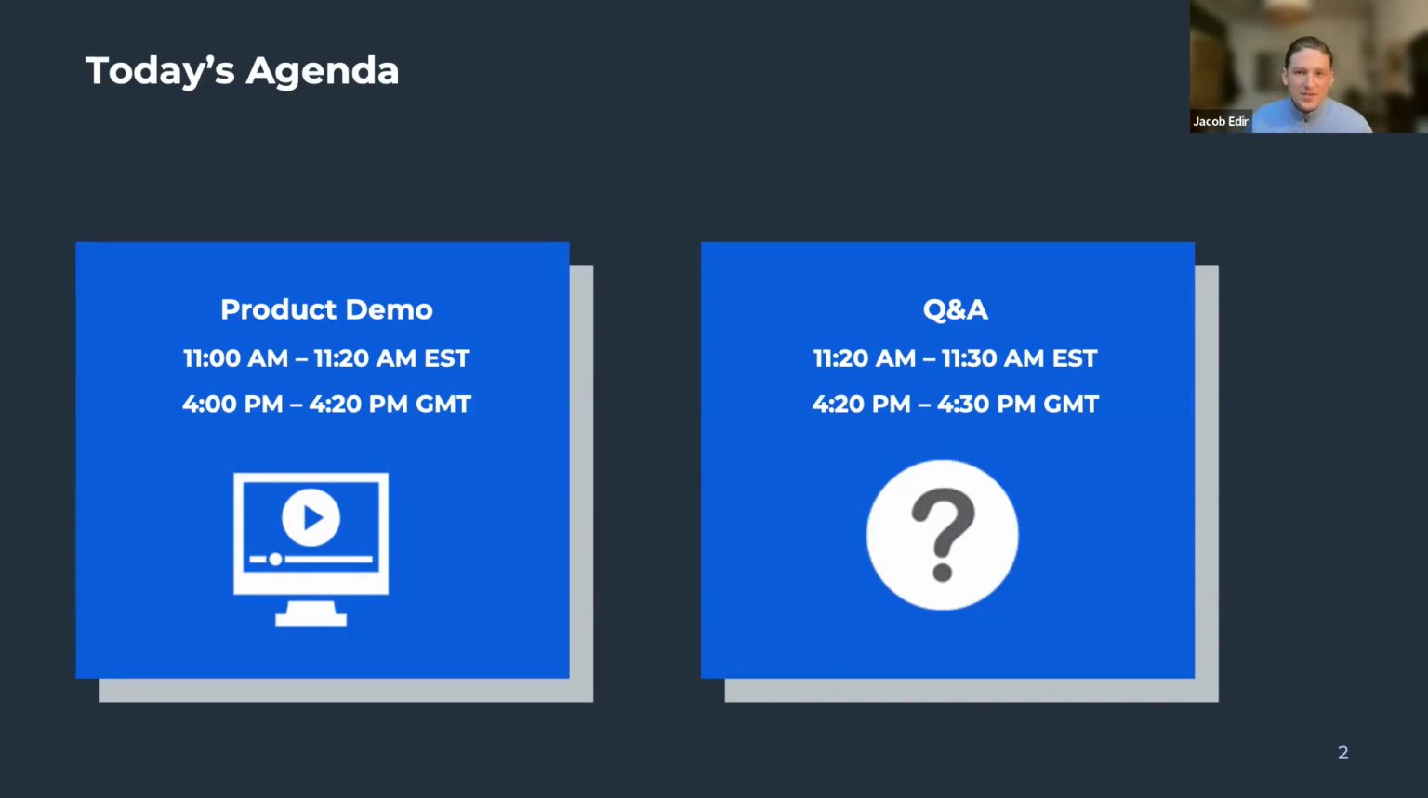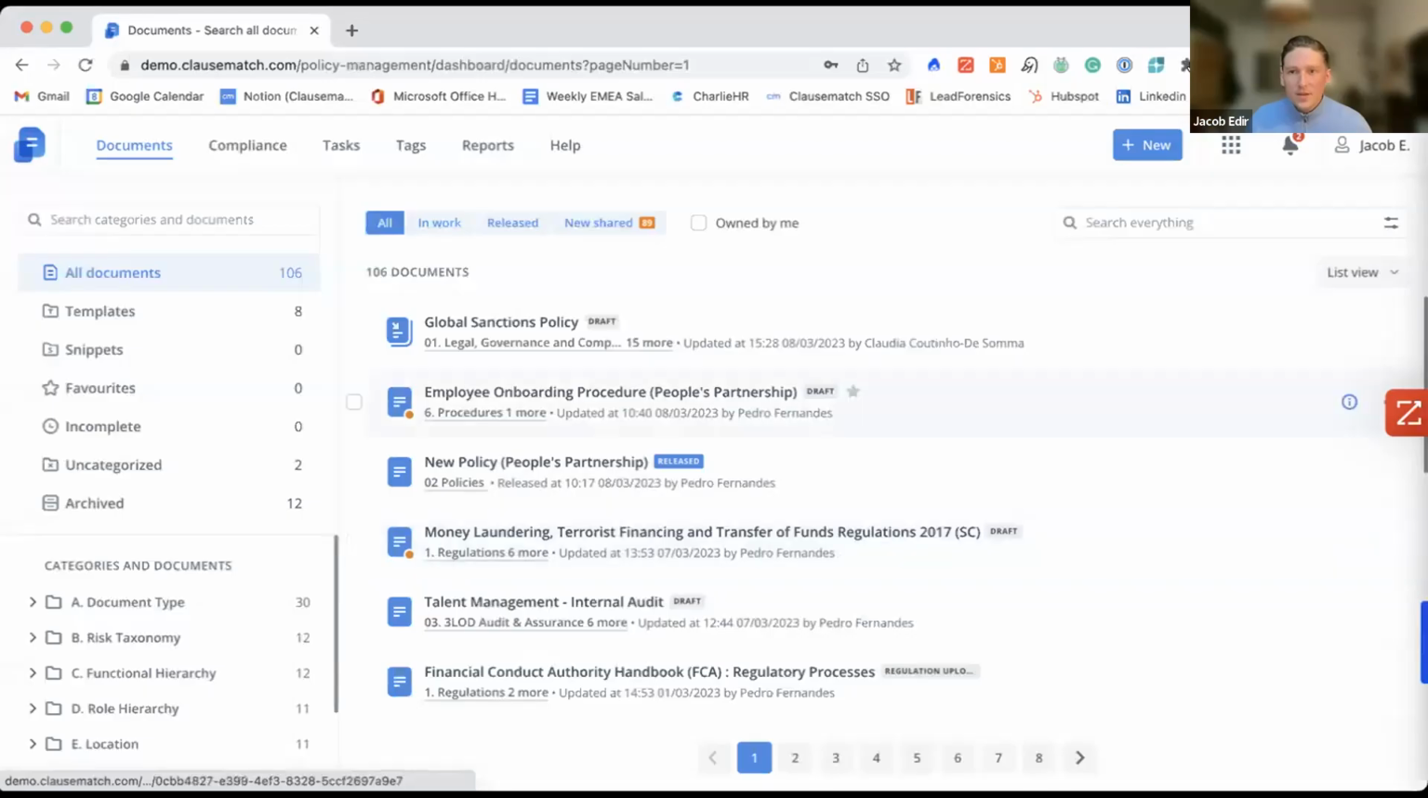So I'm just going to begin to share my screen, and then we'll jump straight into things. As an introduction, my name is Jacob. I'm an account executive here at Clausematch, working out of our London office. I've done other product webinars, but today the main focus is how our clients and our partners use Clausematch to be audit ready at all times.